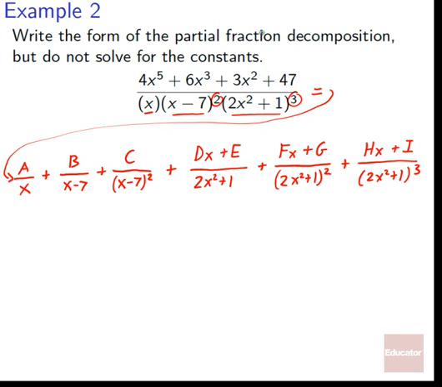Luckily, all it asked for was to just set things up, set up the partial fraction decomposition, but not solve for these constants. So happily, we can just see, this is how this breaks down. We break it down this way. We use each of the rules based on whether it's linear or it's an irreducible quadratic, and they show up the number of times of each of their exponents.